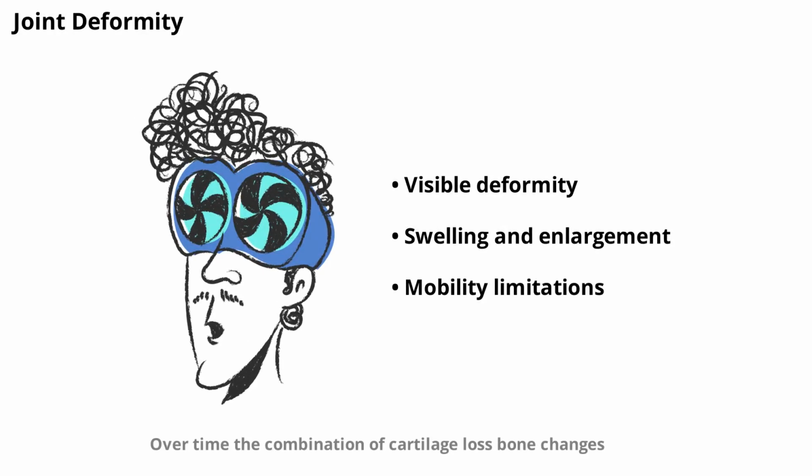Over time, the combination of cartilage loss, bone changes, and muscle weakness can lead to visible joint deformity. The joint may appear swollen, misshapen, or enlarged. Fingers may develop bony knobs, and knees may bow inward or outward. These deformities not only affect appearance, but can further limit function and mobility.